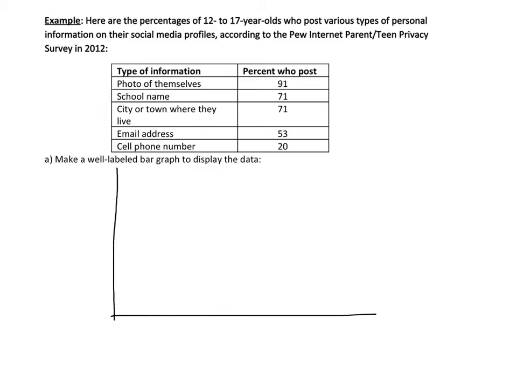and you're going to start by labeling. So on your horizontal axis, you're going to put your type of information, and on the vertical axis, we're going to put the percent who posted.